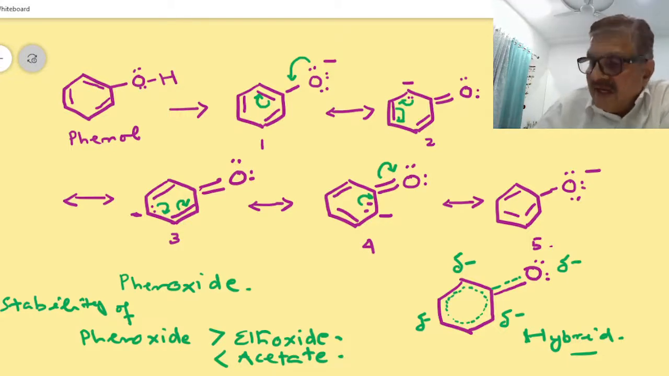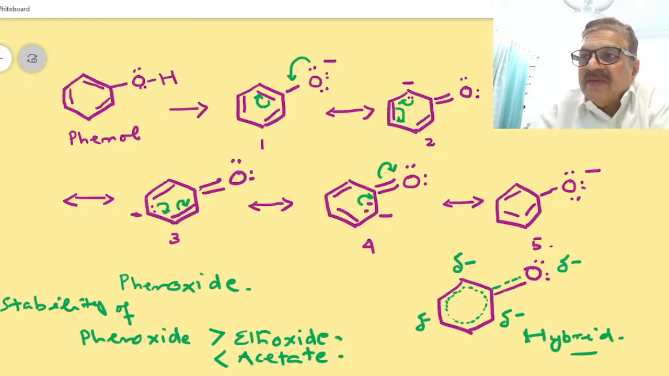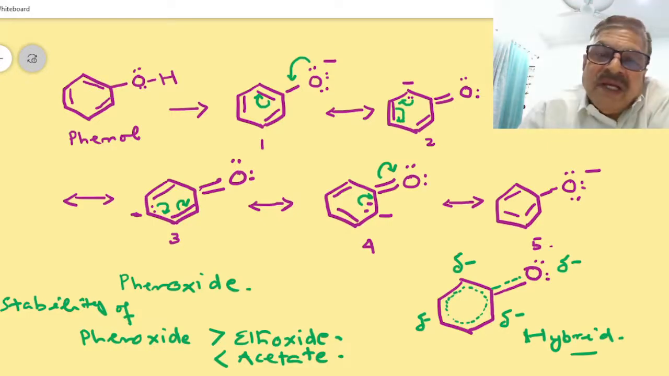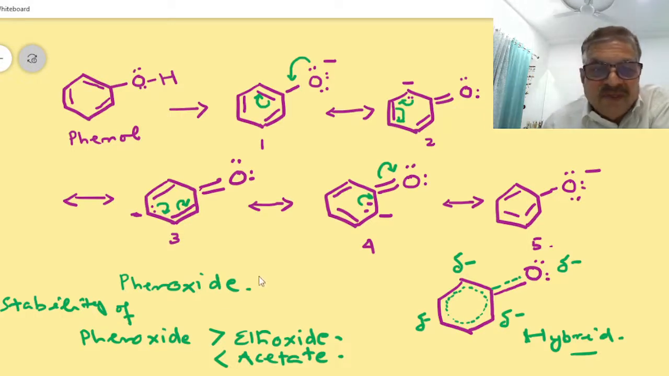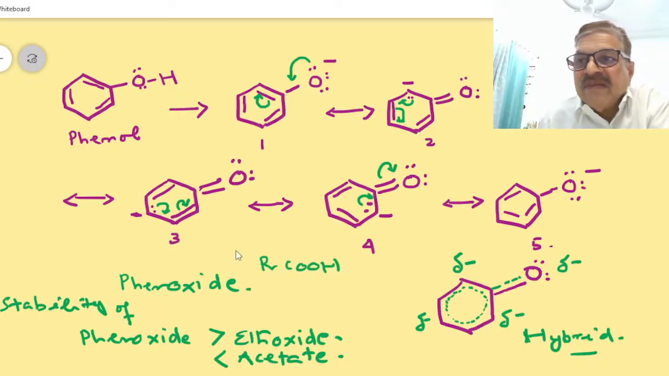Now, let us examine the points here. That is, we have seen that 2, 3, 4 are minor contributors to the resonance hybrid because of the higher energy here. Now, 1 and 5 are major contributors here because of the OH bond here. This RCOH is a carboxylic acid here.